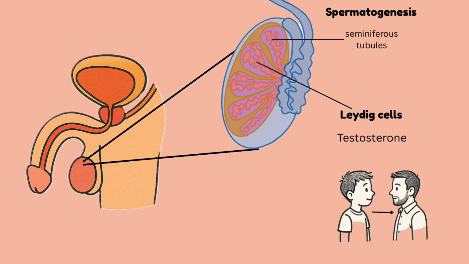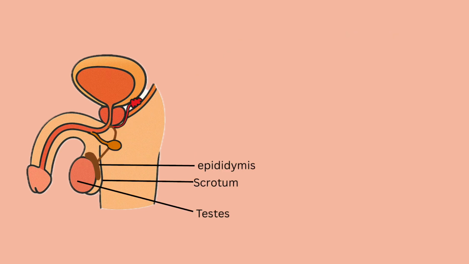Once sperm are formed, they are not yet fully mature. They move into a structure called the epididymis, which is a long, tightly coiled tube lying along the back of each testis. In the epididymis, sperm are stored and gain the ability to swim. From here, sperm travel through the vas deferens, a muscular tube that carries them upwards and around the bladder. Along the way, several glands add secretions that together form semen.